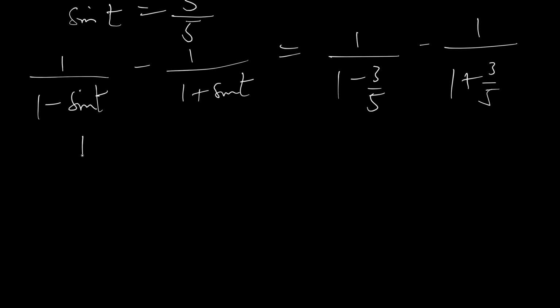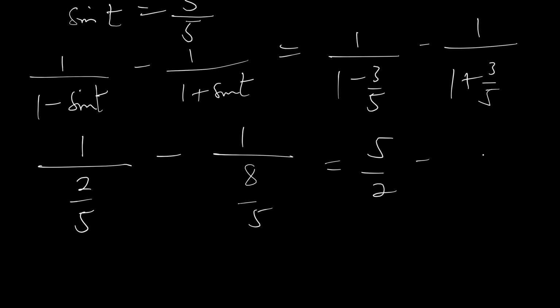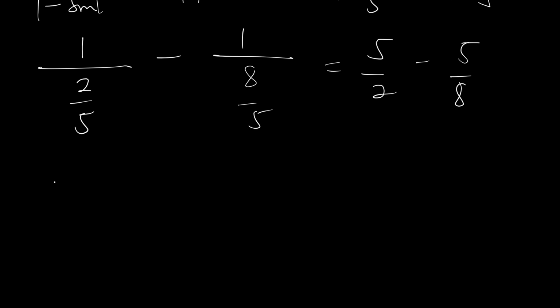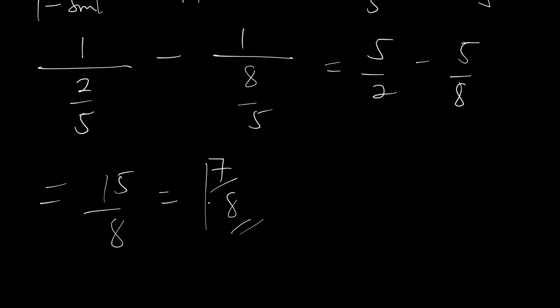Now this gives us 1 over, so 1 minus 3 over 5 gives us 2 over 5, minus 1 over 1 plus 3 over 5 gives us 8 over 5. Now this is the same as 5 over 2 minus 5 over 8. So 5 over 2 minus 5 over 8 is equal to 15 over 8. And this is the same as one whole number, 7 over 8. So this brings us to the end of question 12C.